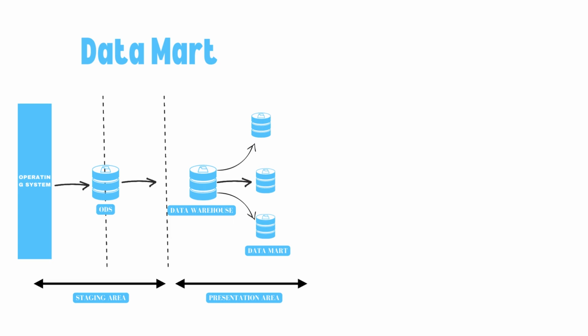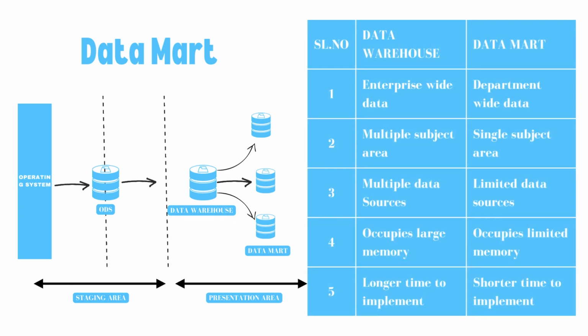Consider this the difference between data warehouse and data mart. The data warehouse will have all the enterprise data, but a data mart will have a particular subject, department-wise data. In the data warehouse multiple subject areas are available, but each data mart will have a single subject area.